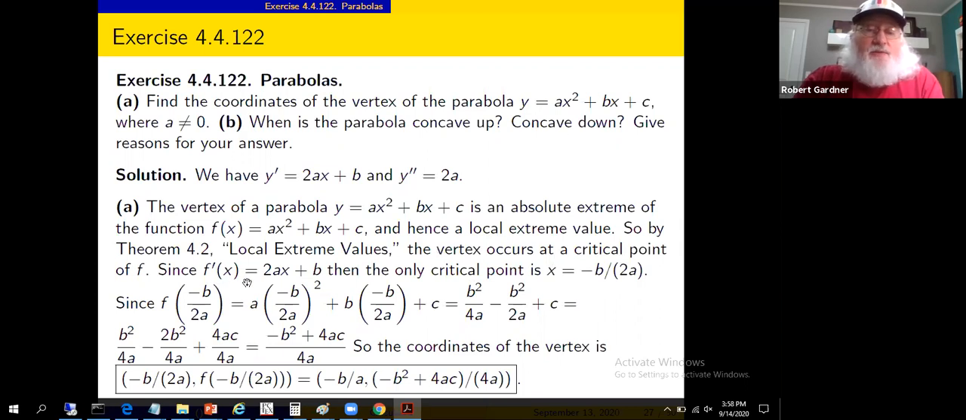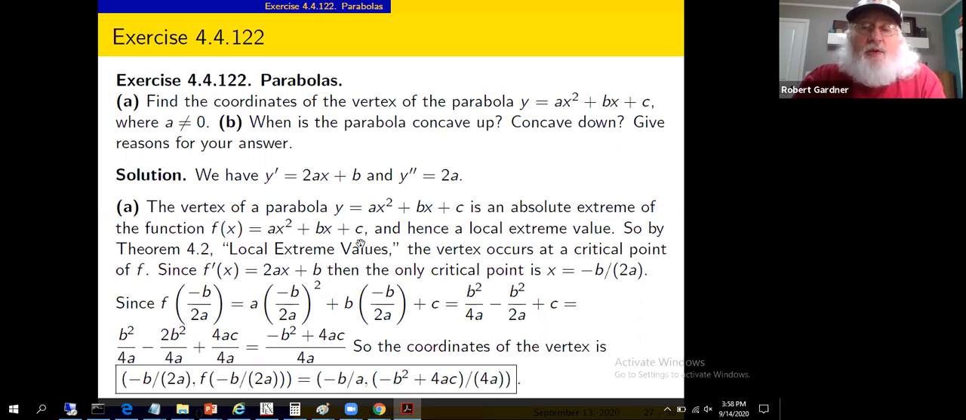f prime of x is 2ax plus b. Differentiate, bring the 2 down, lose the x, the constant's gone. So we get 2ax plus b, differentiating with respect to x, of course. 2ax plus b is what we get for the derivative. So the second derivative is just 2a.